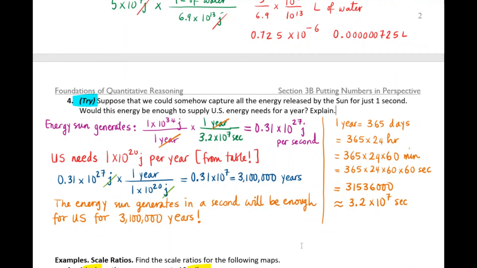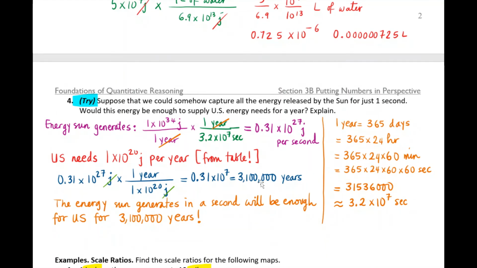You simply first convert 1 year into seconds, because you need to find the energy released by the sun per second. So you convert this 10 to the 34 joules per year to the amount of joules per second. You got 0.31 times 10 to the 27. That's the amount of energy released by the sun per second. And you want to convert this into the amount of years. In 1 year, the US is going to be using 10 to the 20. So that will be, folks, good for more than 3 million years.